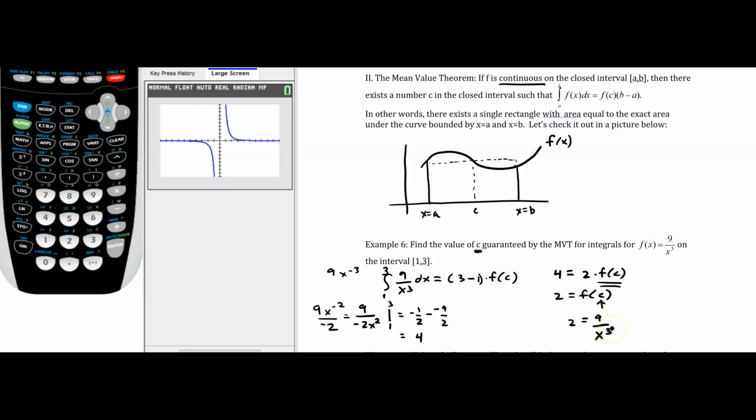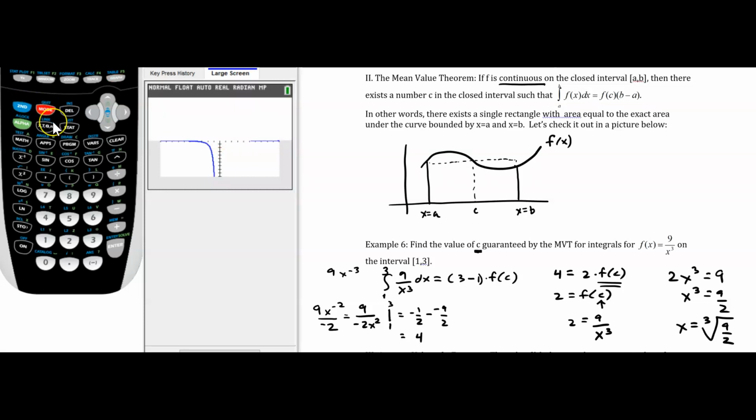And then let's solve for x. So this would lead me to 2x cubed is equal to 9. x cubed is equal to 9 halves. x is equal to the cube root of 9 halves. And so if we looked at the cube root of 9 halves, it's going to be somewhere between 1 and 3.